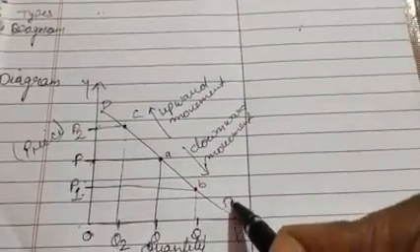We'll join the demand curve. This is D, D, C. Okay. Now we know downward movement is extension of demand. Upward movement is contraction of demand.